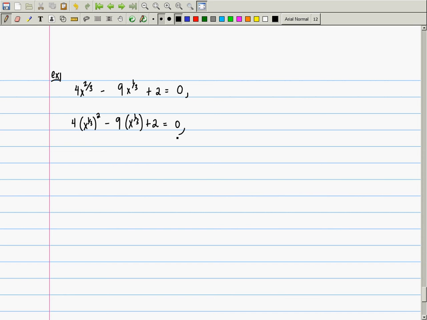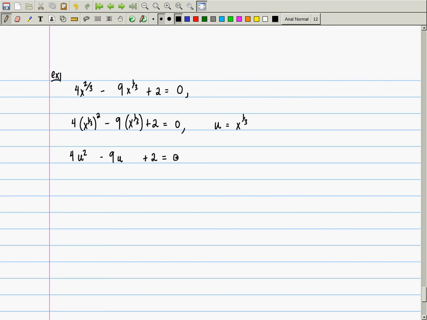So what do you think the substitution we need to make is? U is x to the 1/3. Okay, so then now we have 4u squared minus 9u plus 2 is 0.